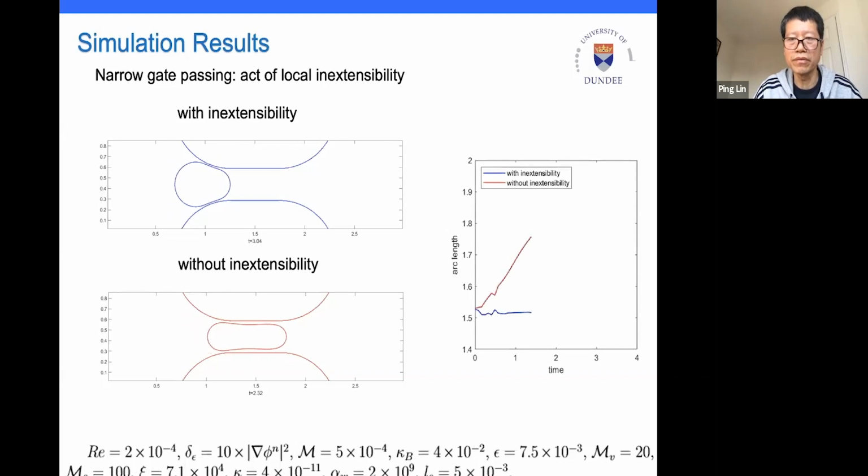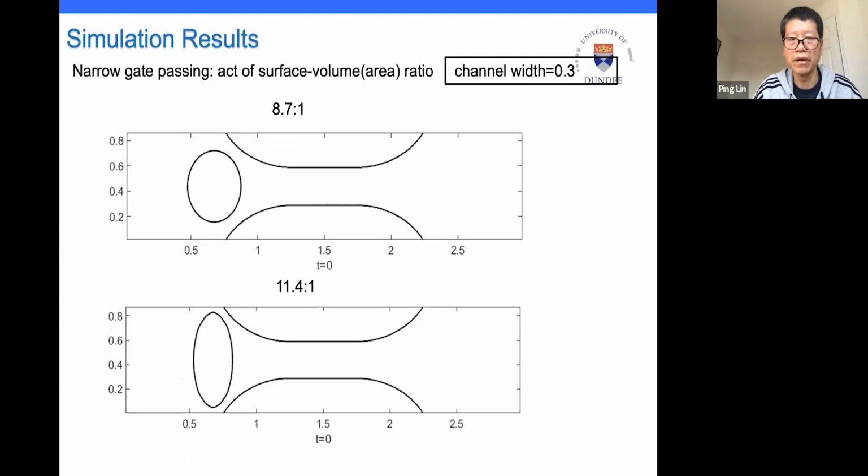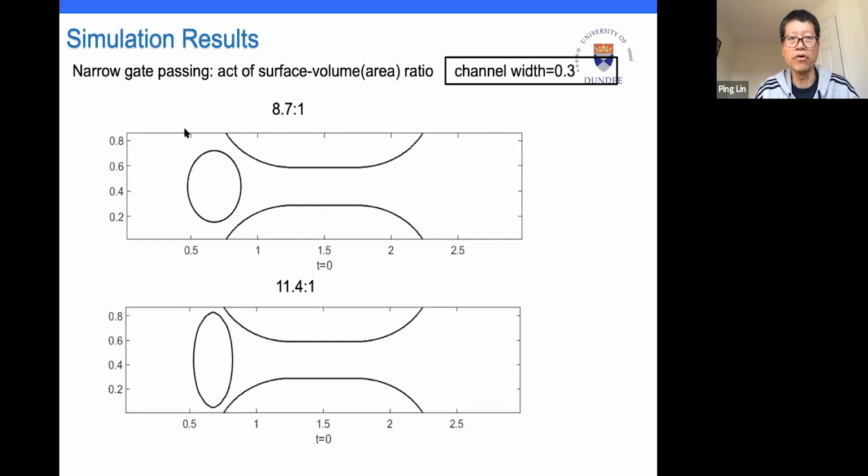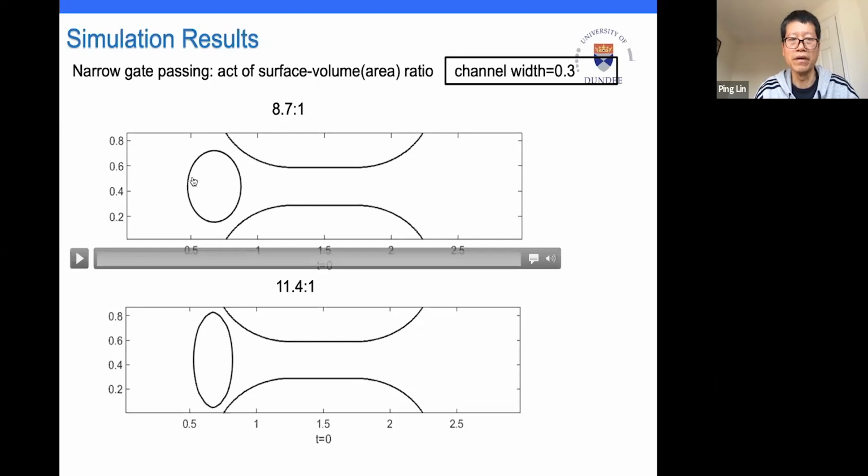Now, the right hand side shows the second example, where the surface area is not kept constant. Then we ran some more tests for different ratios. It's called the surface area in 3D, and for 2D it will just be the length of the surface, or this curve.